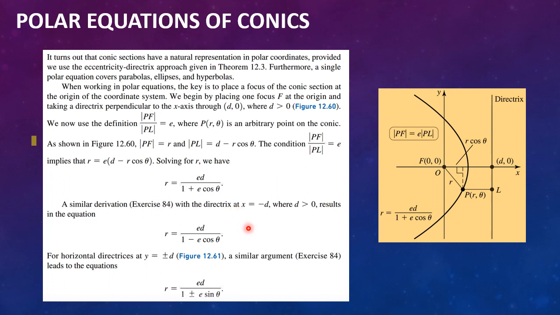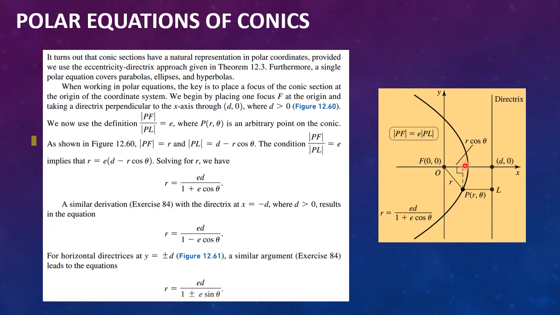Similar derivation with the directrix at x equals negative d, where d is greater than 0, results in the equation r equals ed over 1 minus e cosine theta. Okay, so on the positive side, we have r equals ed over 1 plus e cosine theta, and here we have 1 minus e cosine theta. For horizontal directrices at y equals plus or minus d, a similar argument, exercise 84, leads to the equations. And we saw that there.